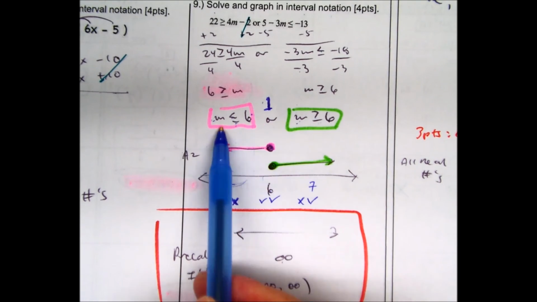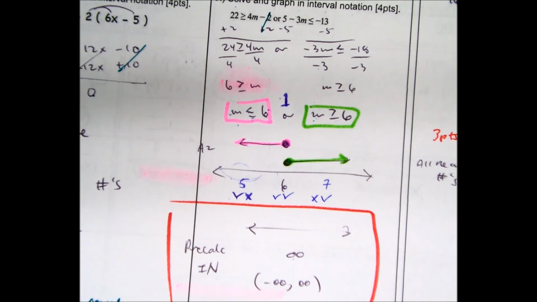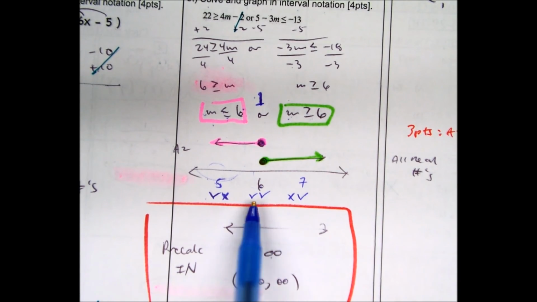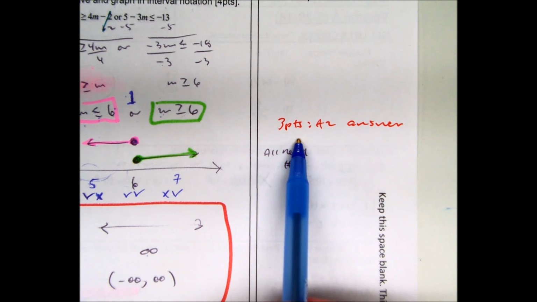If you got up there, I think I gave you at least 2 points. Let's just say you got this is your answer, all real numbers. I give you 3 points. So just solving the inequality doesn't give you the full credit.